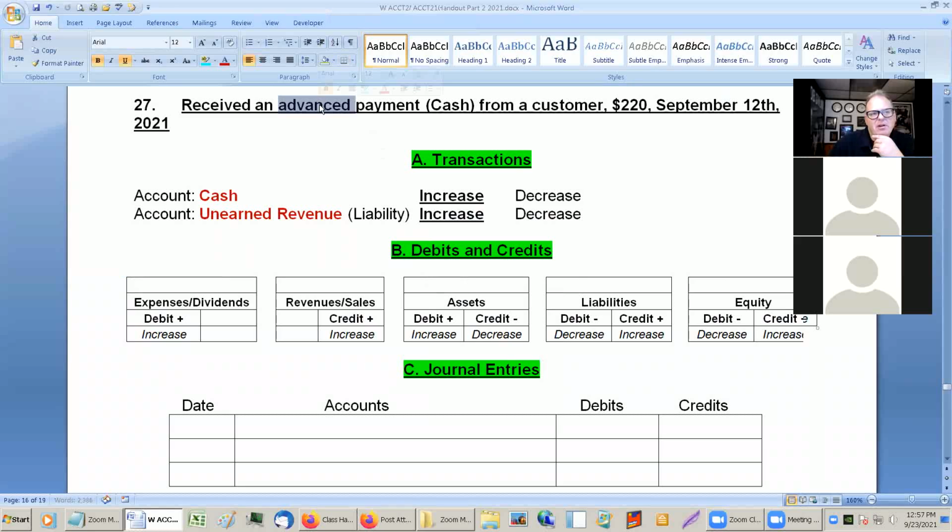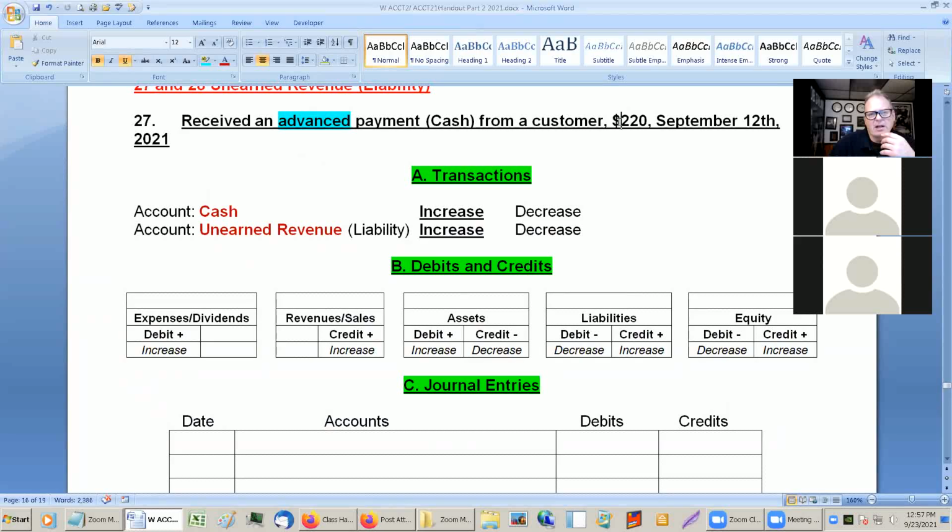What do you mean? It's an advance payment. For example, they pay us ahead of time. So let's say the customer paid $220 for me to paint a door. They want a door painted a special way, whatever they do. I say, okay, I'm going to do it, but you got to pay me up front. You got to pay in advance. I'm not going to do it and then have you not pay me. So they give me a check for $220.